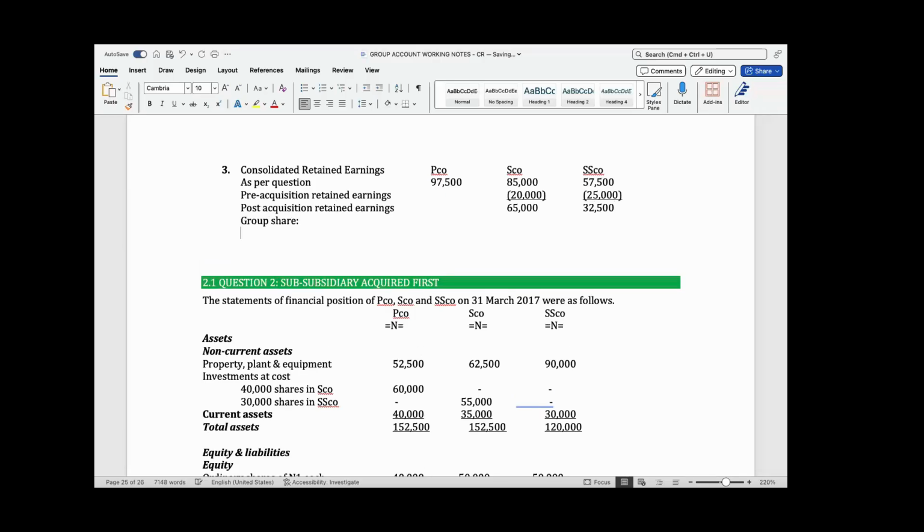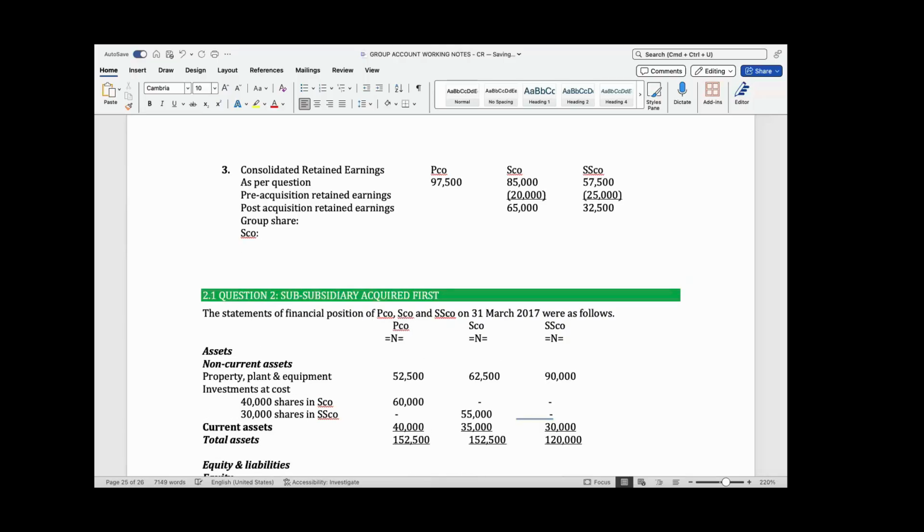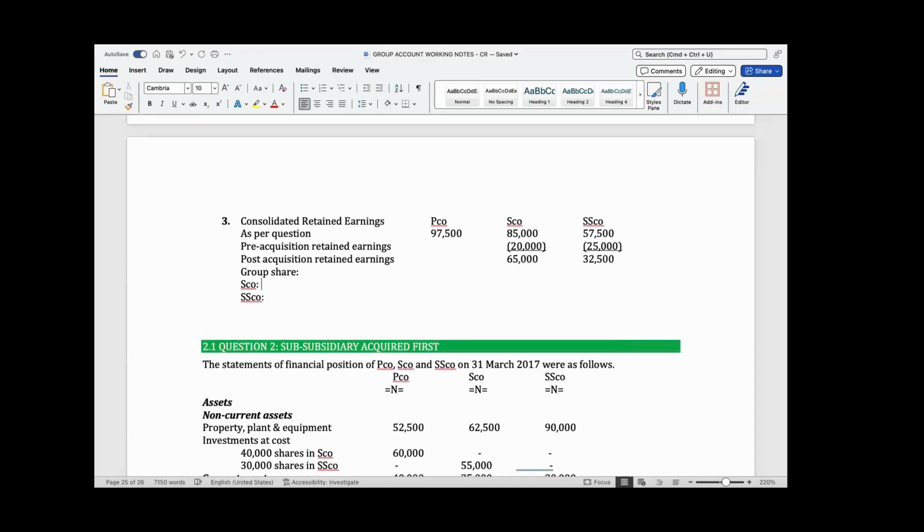Now let's get the group share. What's PICO going to share in ESCO? And what's the group going to get in SSCO? Now, what's the group's holding in ESCO? Who can tell me what's the group's holding in ESCO? 80%. It is 80%, sir. So the group is going to get 80% of 65,000. What does that give us? 52,000.